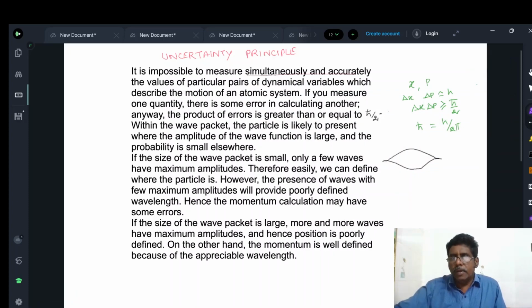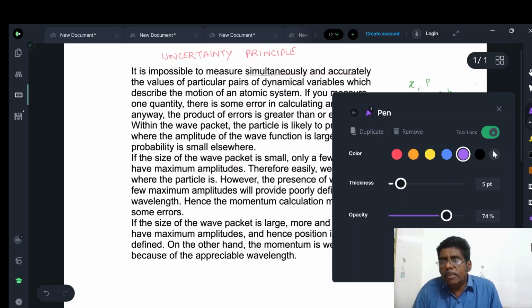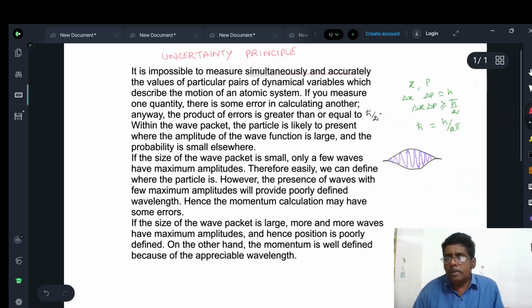Say the waves are shown like this. See here, this is the wave packet which contains a number of waves. Go to the statement: within the wave packet, the particle is likely to be present where the amplitude of the wave function is large. See the region with the maximum amplitude. The occupation probability is more only in this region.